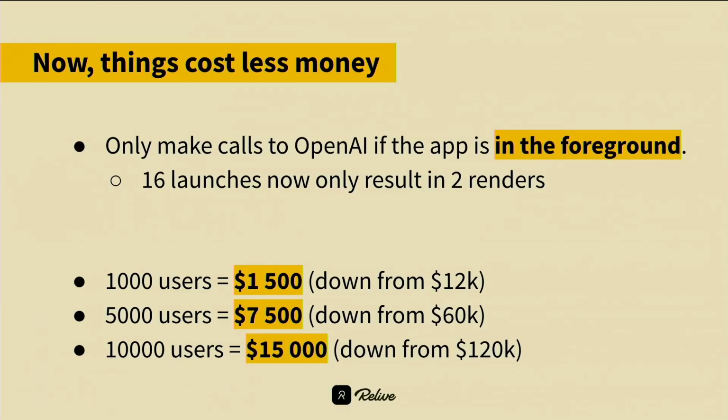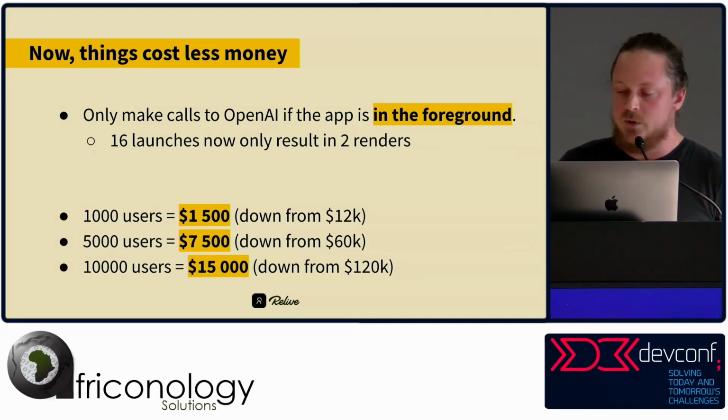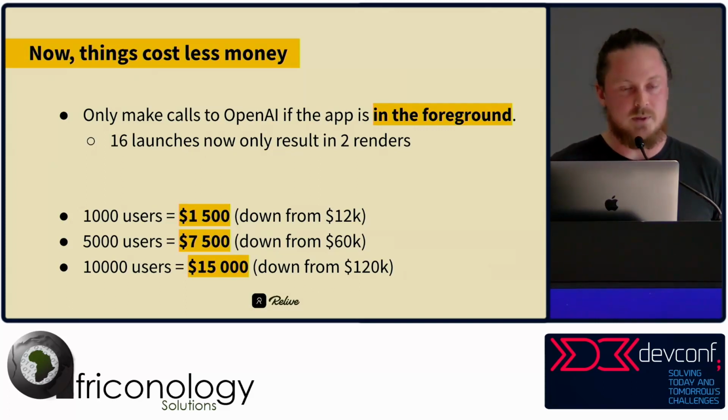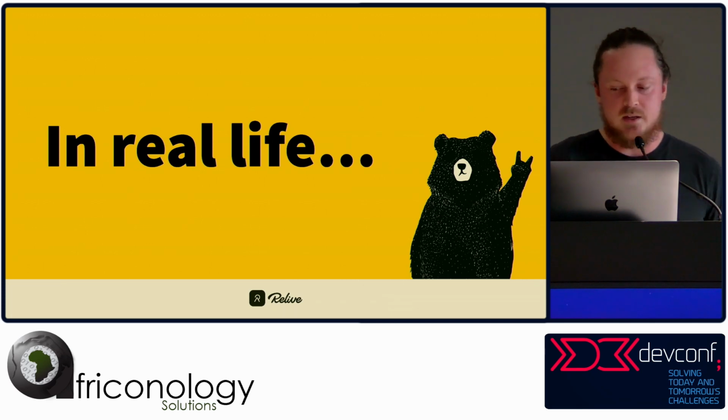Now, what does this imply for costs? Now that we're only making calls to OpenAI when the app is in the foreground, it essentially means that our previous 16 daily app launches really is now just 2 launches per user. So suddenly we're now only paying 1.5K for 1K users, and in case of virality, we're only paying 15K instead of 120. So of course, it's easy to cherry pick an example.